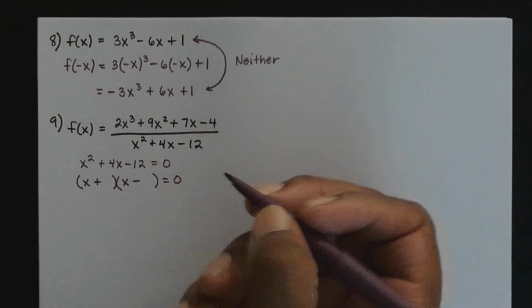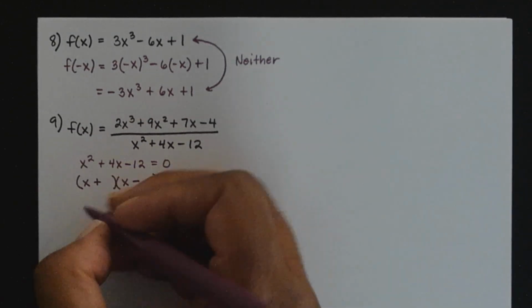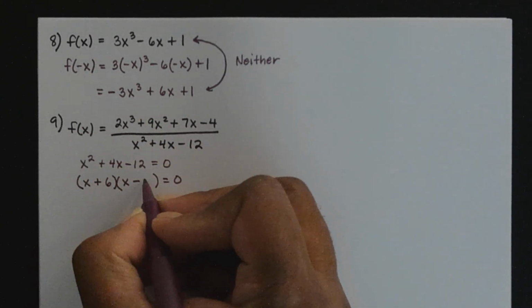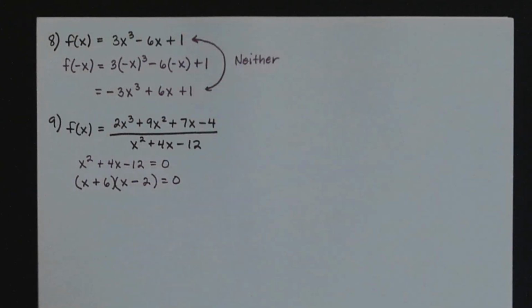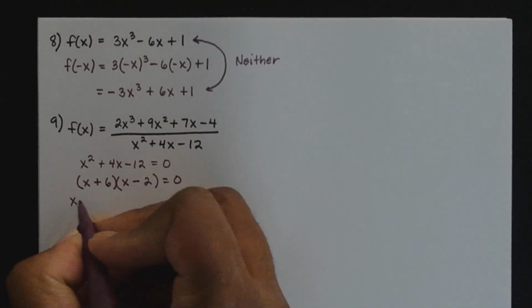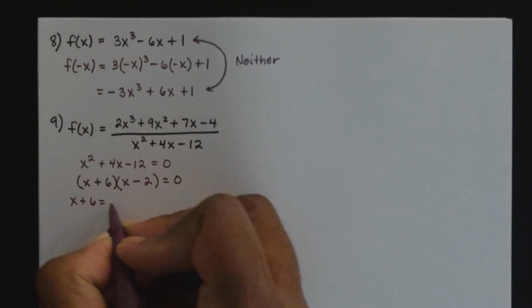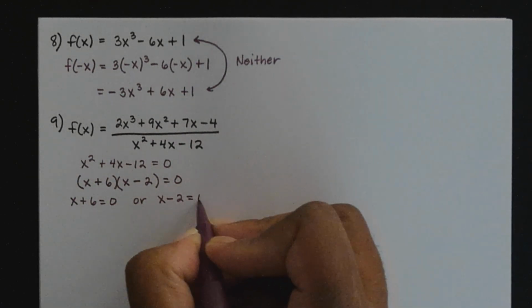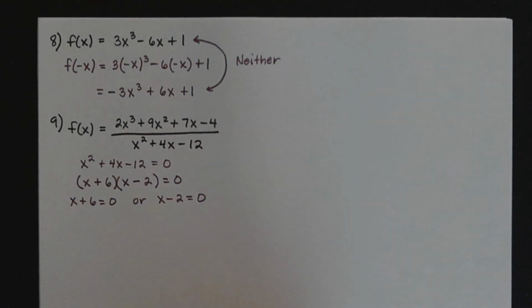Now, the larger of the two factors takes the sign of the middle term. The 6 is the larger of the two, so the 6 has to be a plus 6, the 2 has to be minus 2. So here I got x plus 6 times x minus 2 equal to 0. And then I'm going to set each binomial factor equal to 0 and solve. So that means I get x plus 6 is equal to 0, or x minus 2 is equal to 0.